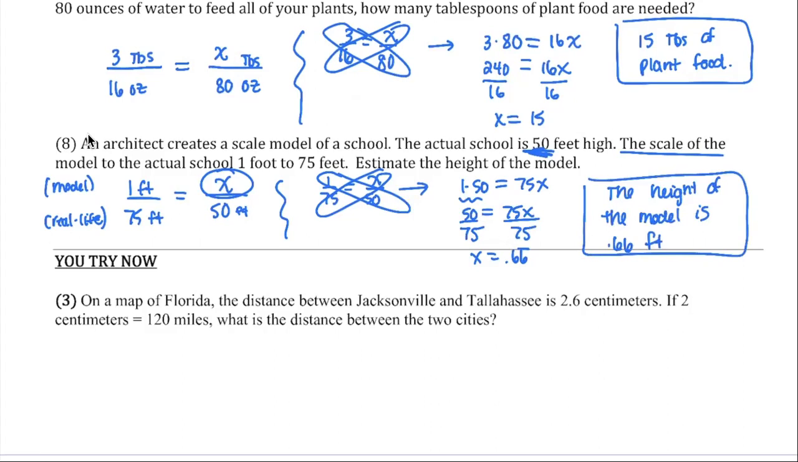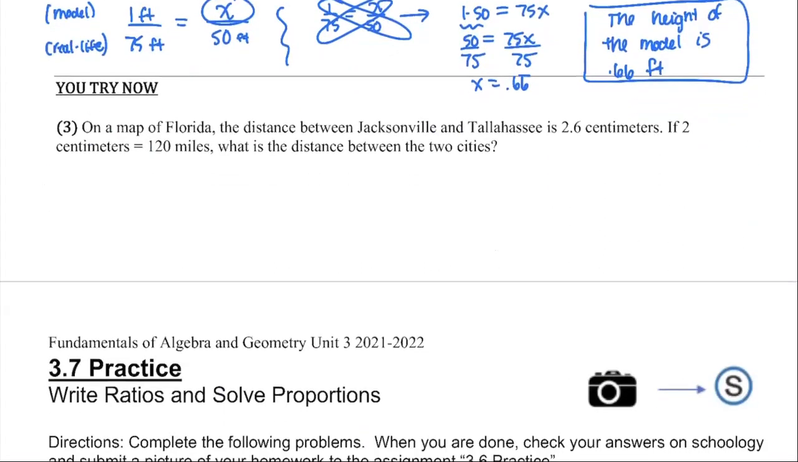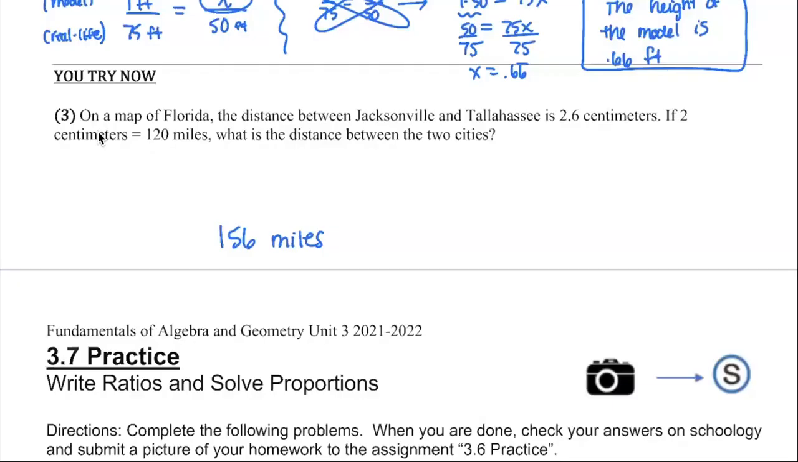All right, guys, if you want to pause your video and try this last You Try now, you can give it a shot. All right, final answer is up. You should have got 156 miles as your answer for this. If you did not, then now's the time to call your teacher over and check it. If so, though, you guys can move on and you can start working on the homework for today, 3.7.